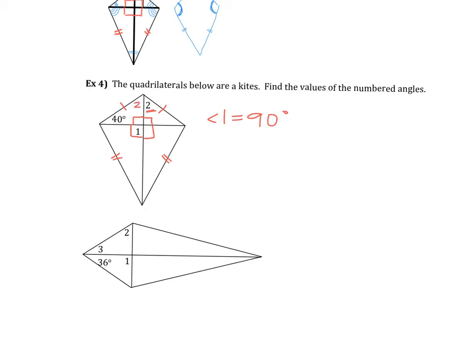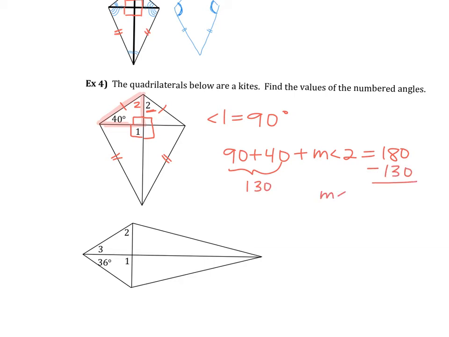That gets bisected. So now if you just look at this triangle, a triangle always has to add up to 180. So you can say 90 plus 40 plus the measure of angle 2 is 180. So if I take that away, that's 130. So take away 130 here. We get the measure of angle 2 would be 50 degrees. So this angle here is 50.